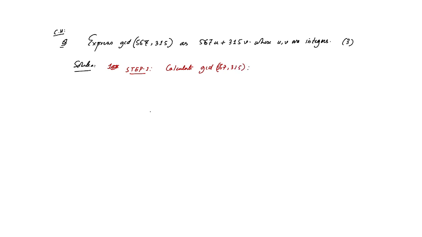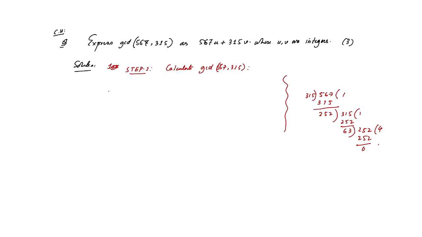So how to calculate that? I said, okay, 567, 315. If we divide this number, that will be 1, 315 and 252, and again 315, 252. So 63, 252. So 4, 252. Remainder is 0. So that we will write here.